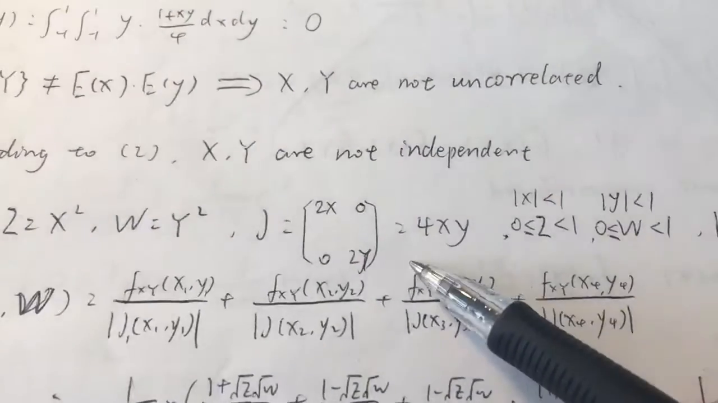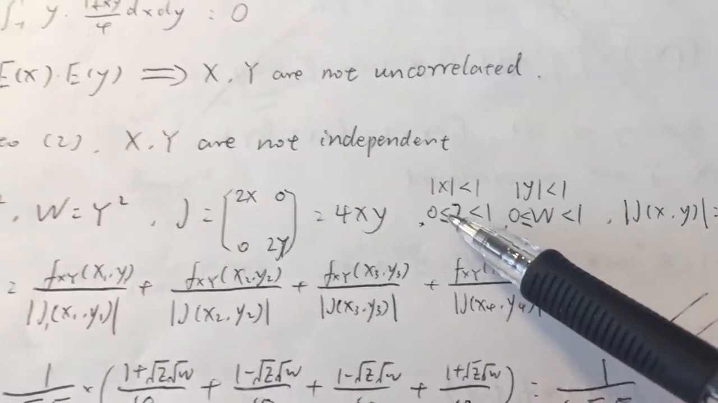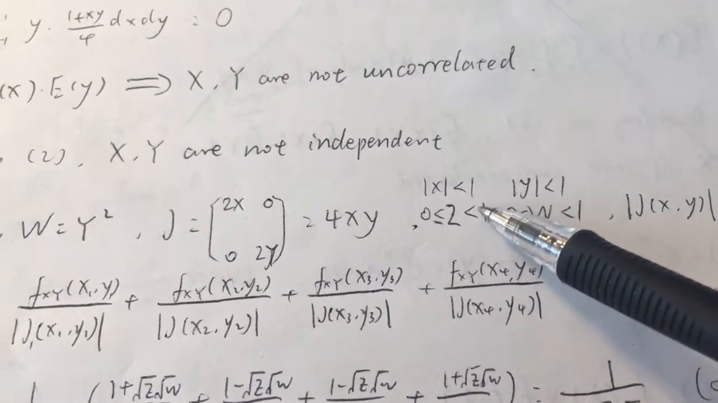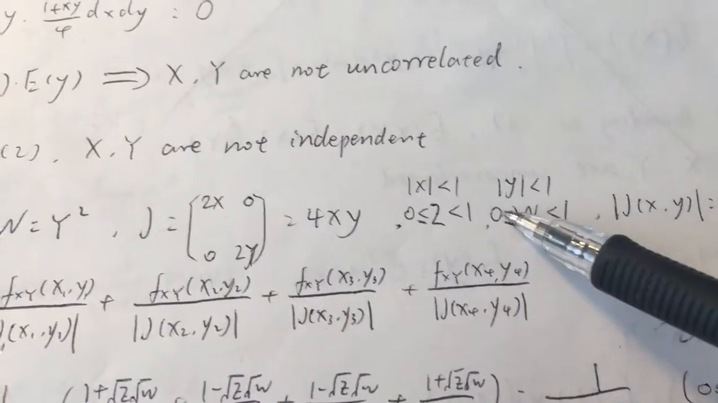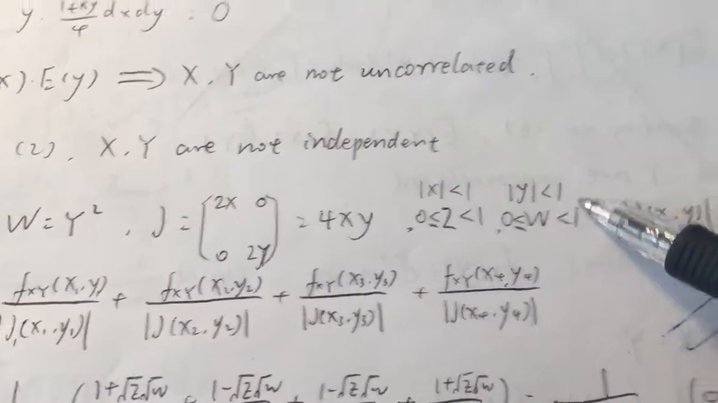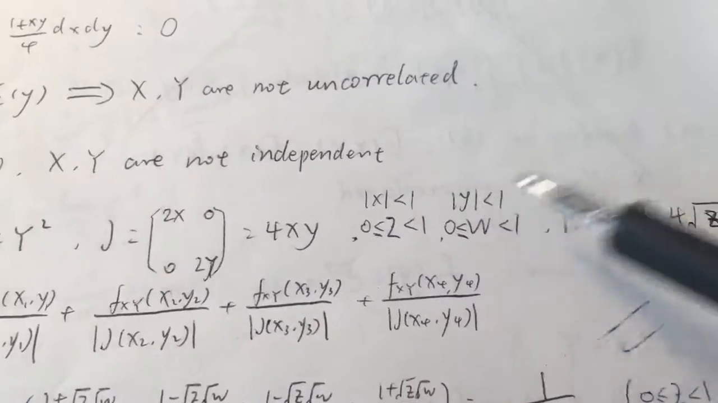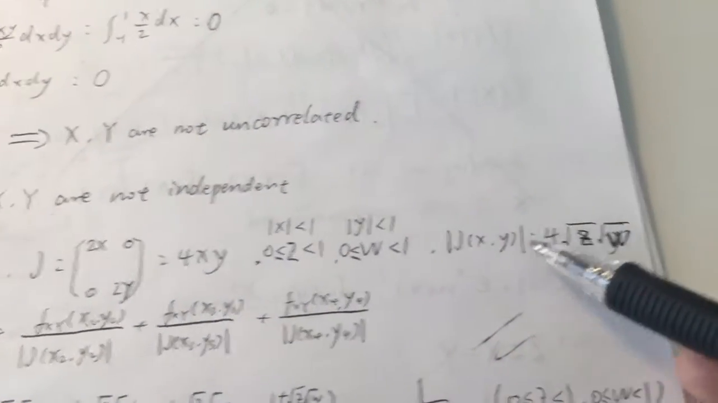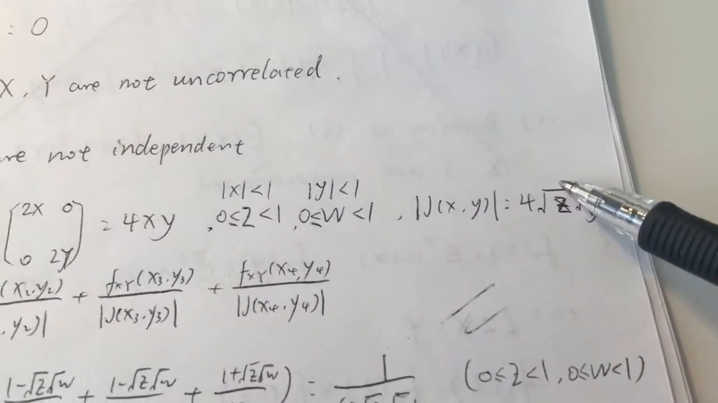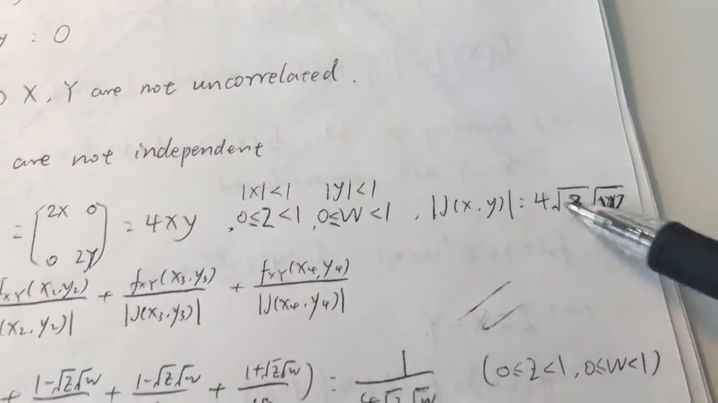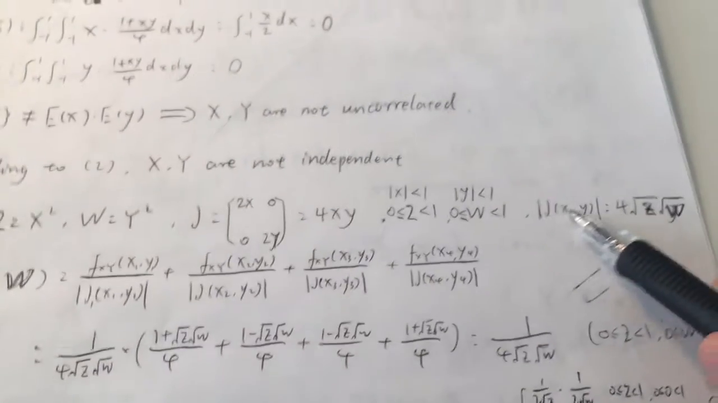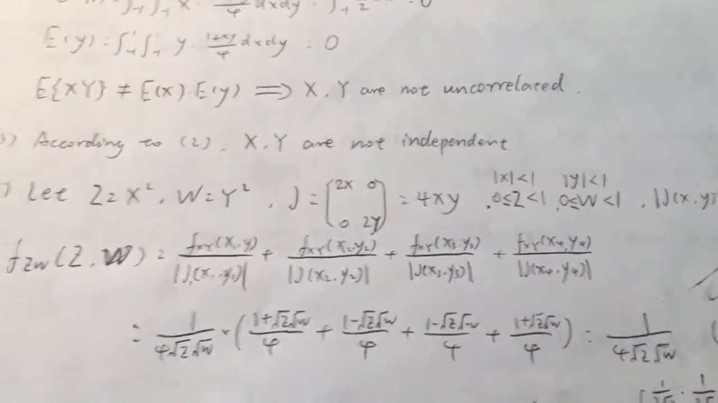So we got this, and also we have z no less than 0 and less than 1, and omega no less than 0 and less than 1. It's from the x and y. So the absolute value of the Jacobian should be 4, like this, the root of z and the root of omega. So this is the absolute Jacobian.